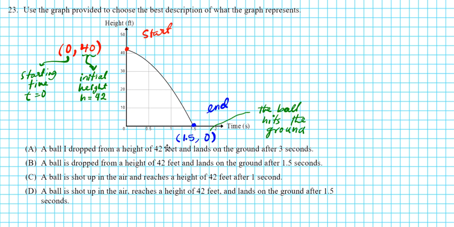So let's take a look at these options to see which one is correct. It says a ball dropped from 42 feet lands on the ground after 3 seconds. That's a problem. It landed after 1.5. B, a ball is dropped from a height of 42 feet and lands on the ground after 1.5 seconds. That is perfect. Our answer is option letter B.